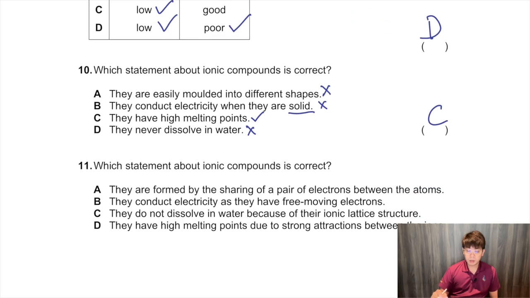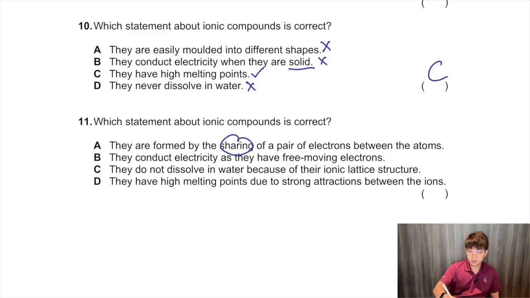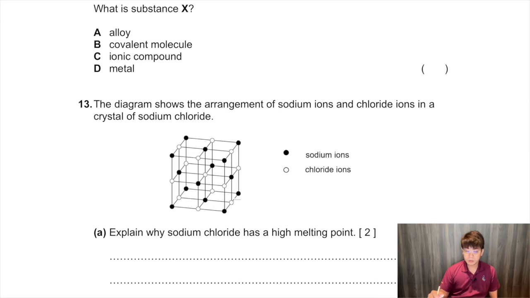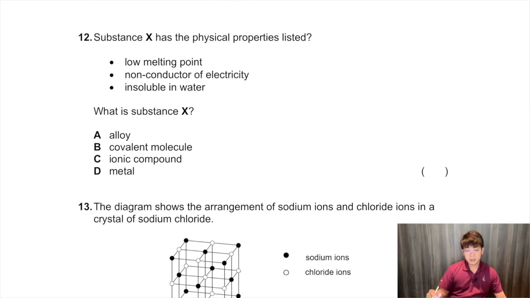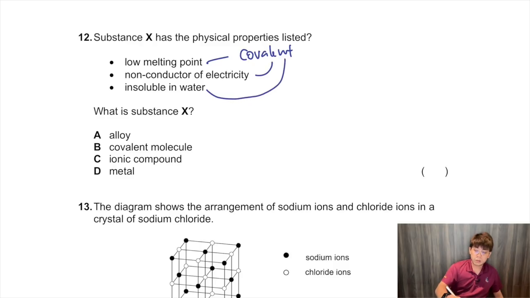Which statement of ionic compound is correct? They are formed by sharing, so this is wrong. It is by a transfer. They conduct electricity as they have free moving electrons. Answer is wrong because it's not electrons, it is ions. They do not dissolve in water. That is wrong. They have high melting points due to the strong attraction between ions. Good. So this is D. Substance X has the physical properties listed. So it's low melting point. So it makes me feel like it's covalent. Non-conductor, covalent. Insoluble, covalent. So therefore this is B.